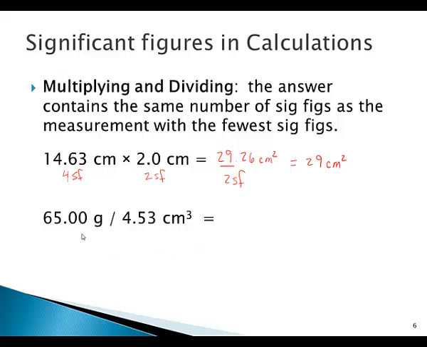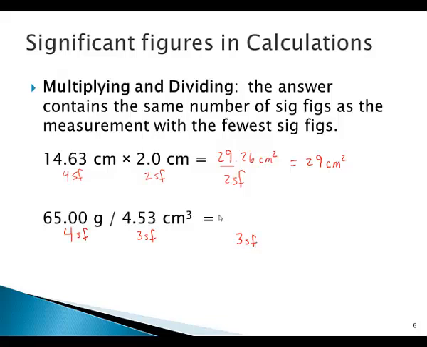Here, we're dividing 65.00, so we have 2 trailing zeros, so this is 4 sig figs. And here we have 3 significant figures. And our final answer, we can only show it to the least number of sig figs. We show it to 3 sig figs.